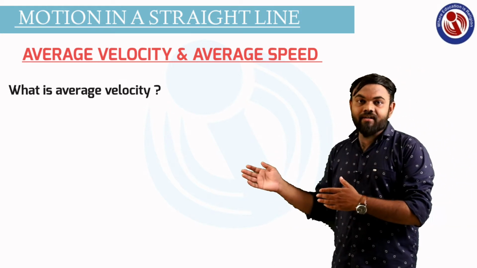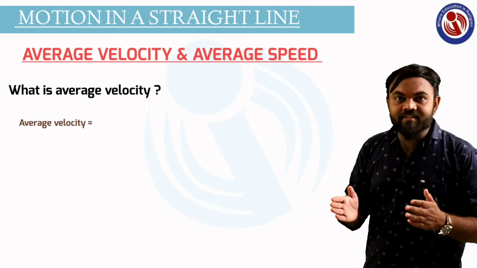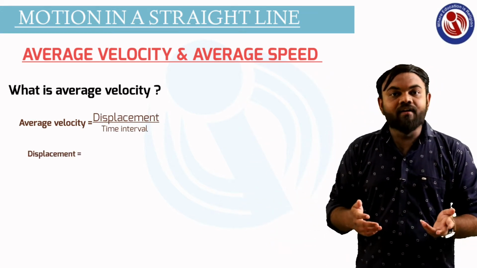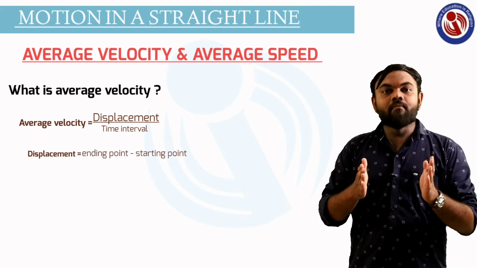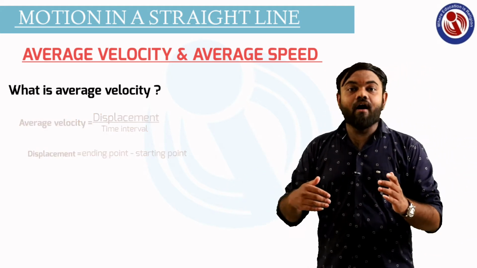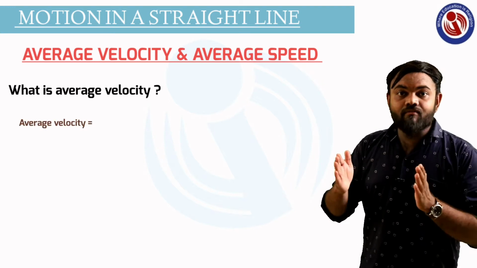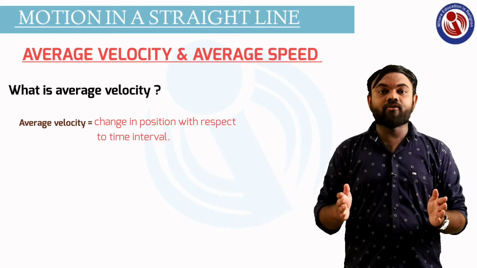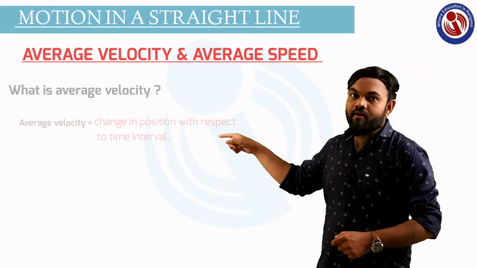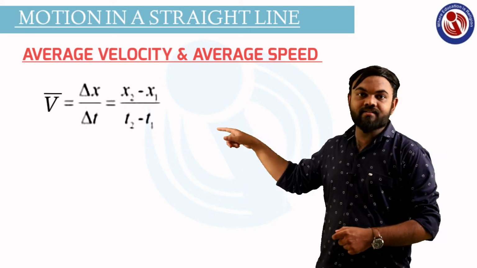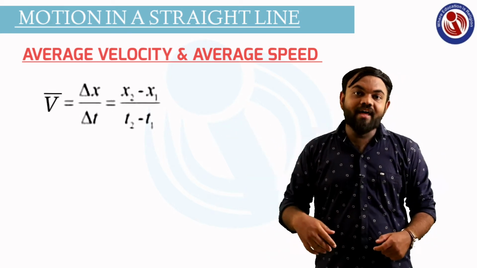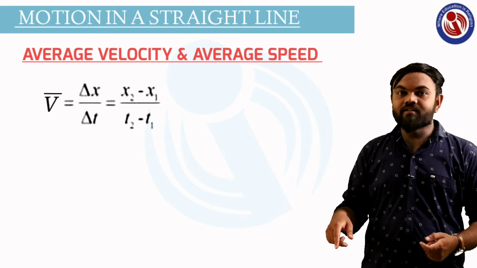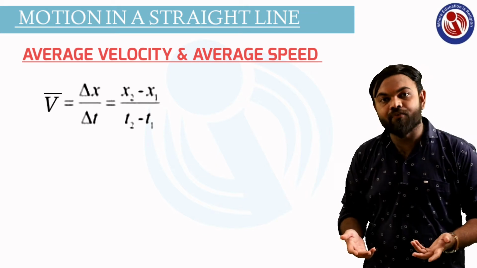First of all, what is average velocity? Average velocity is the displacement upon the time interval. What is displacement? Displacement is the ending point minus the starting point. In other words, average velocity is equal to the change in position with respect to the time interval. That's why V bar is equal to delta x upon delta t. What is delta x? x2 minus x1. What is delta t? t2 minus t1, the time interval, the time difference.